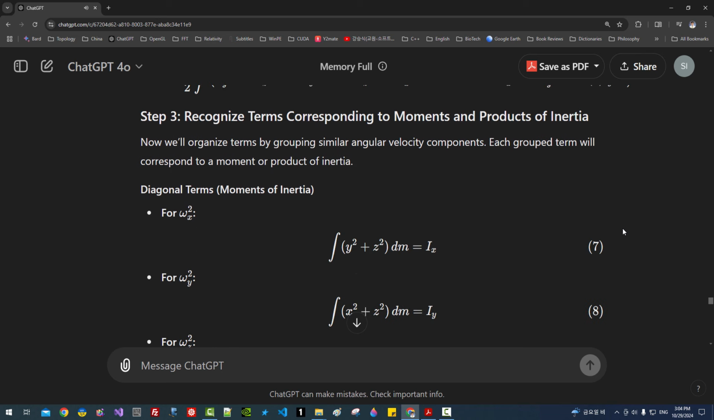Step 3. Recognize terms corresponding to moments and products of inertia. Now we'll organize terms by grouping similar angular velocity components. Each group term will correspond to a moment or product of inertia.